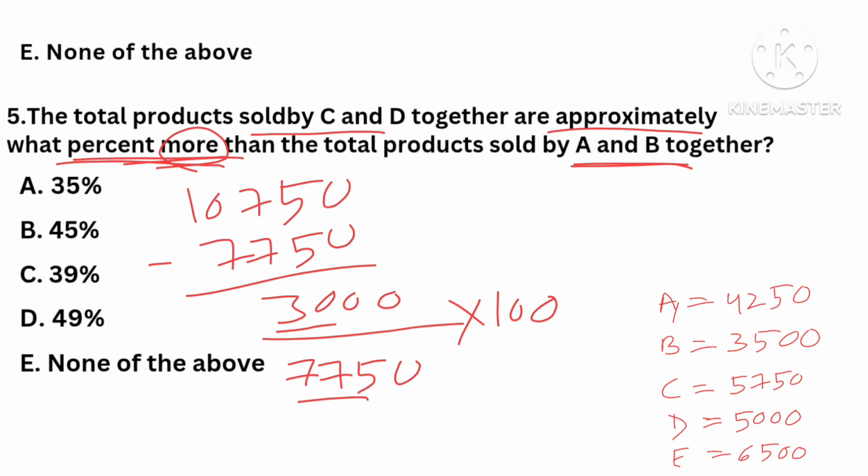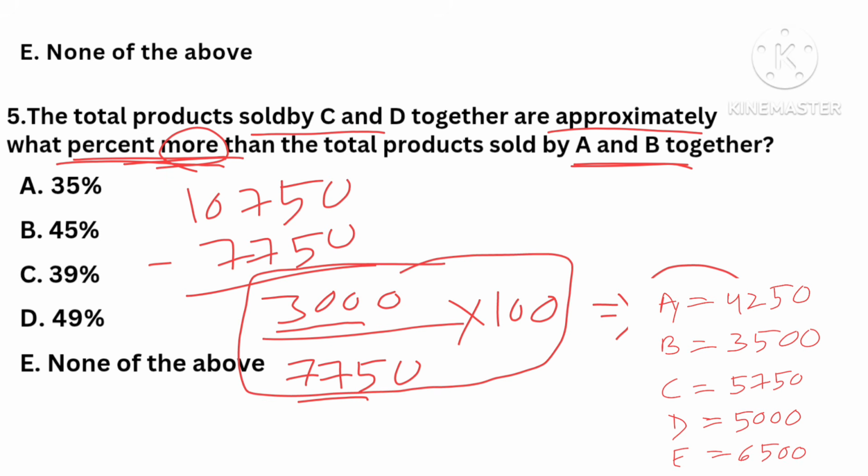So 77.5 becomes 300. If we take 4 times, it will be more than 30,000. So here it must be 39. The answer we got must be 39. If you have any doubt, please try to solve this and see whether you get the same answer or not.